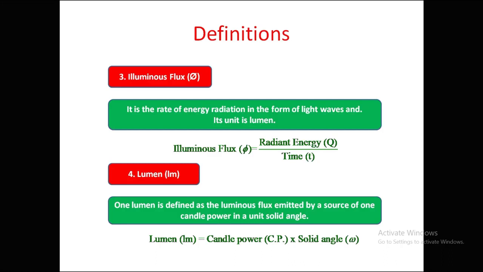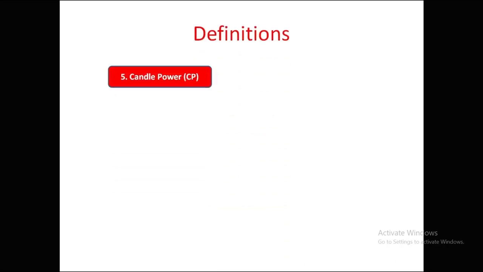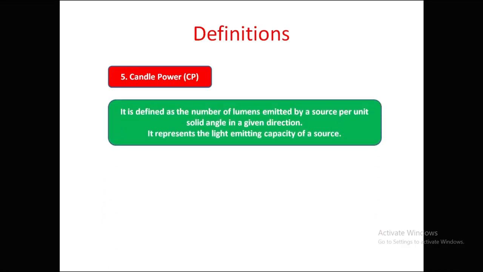Now let us see what is meant by candle power. Candle power is defined as the number of lumens emitted by a source per unit solid angle in a given direction. So it represents the light emitting capacity of a source.